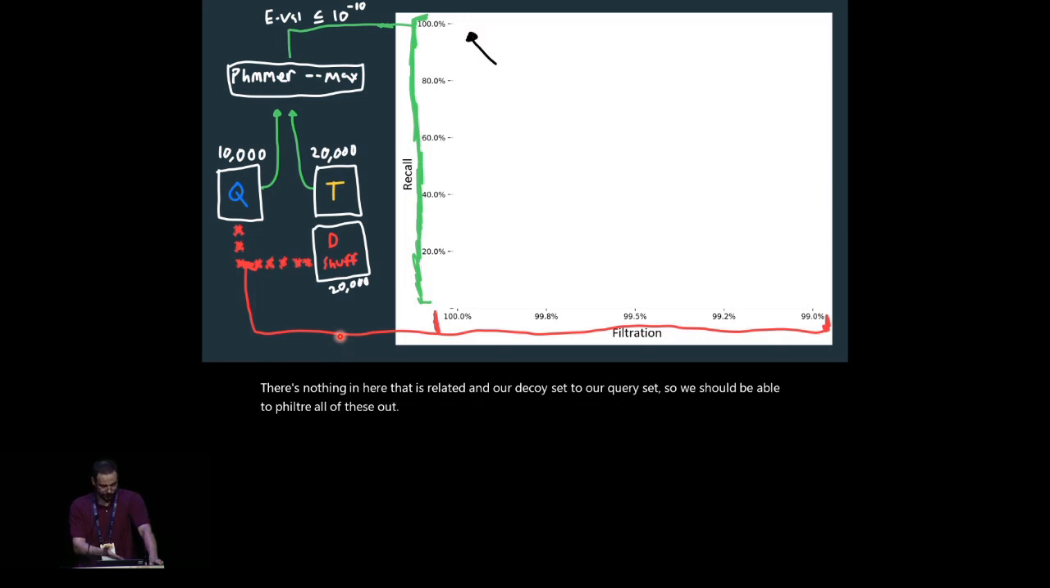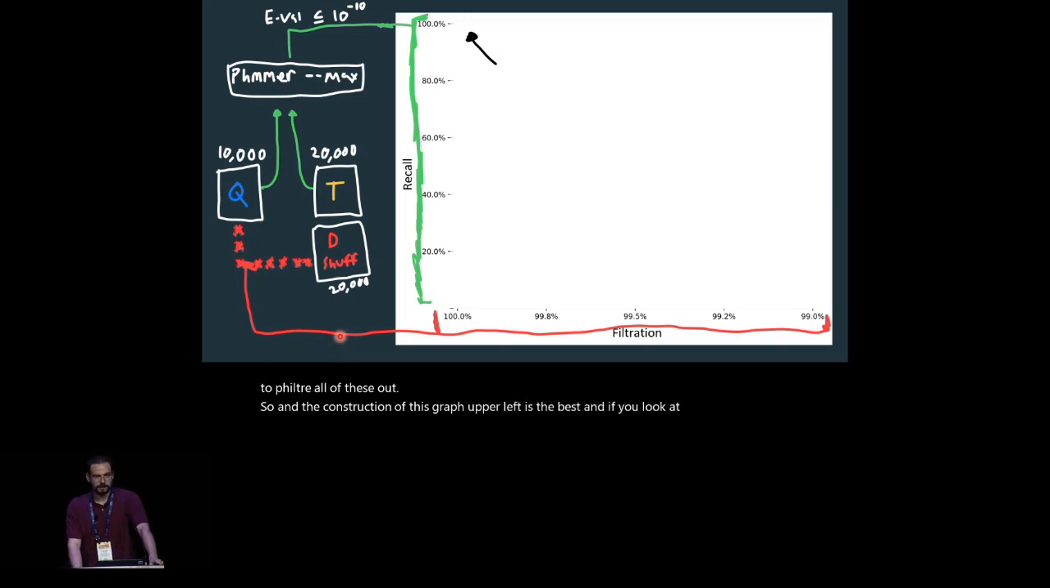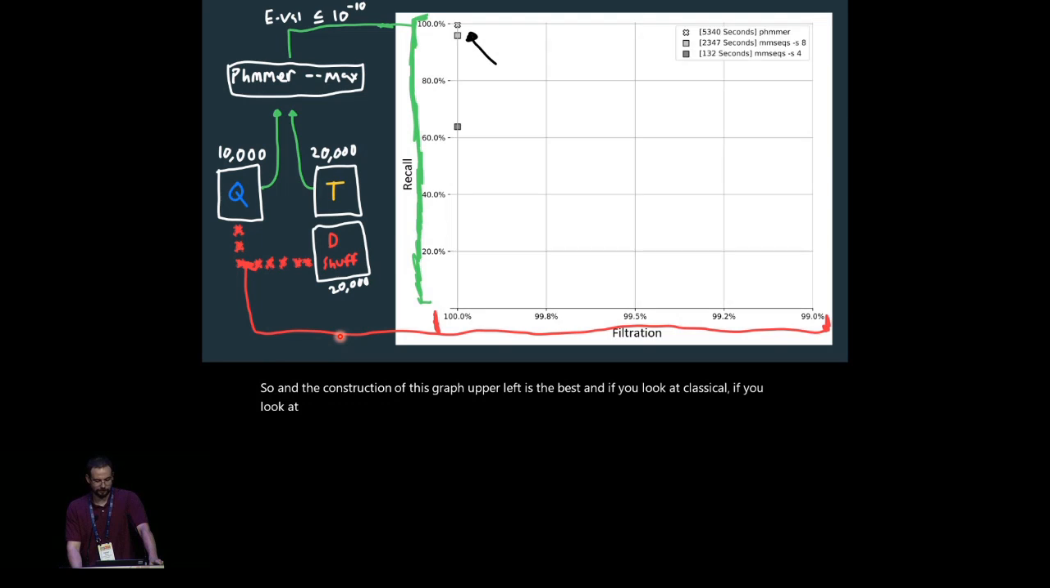So, in the construction of this graph, upper left is the best, and if you look at classical algorithms, they perform well. So phammer, unsurprisingly, does very well on this. It's unsurprising because phammer was used to construct the benchmark, although albeit under slightly more sensitive settings than is tested in this figure. MLCSB also does very well. The recall is slightly lower, but the filtration rate is quite high.